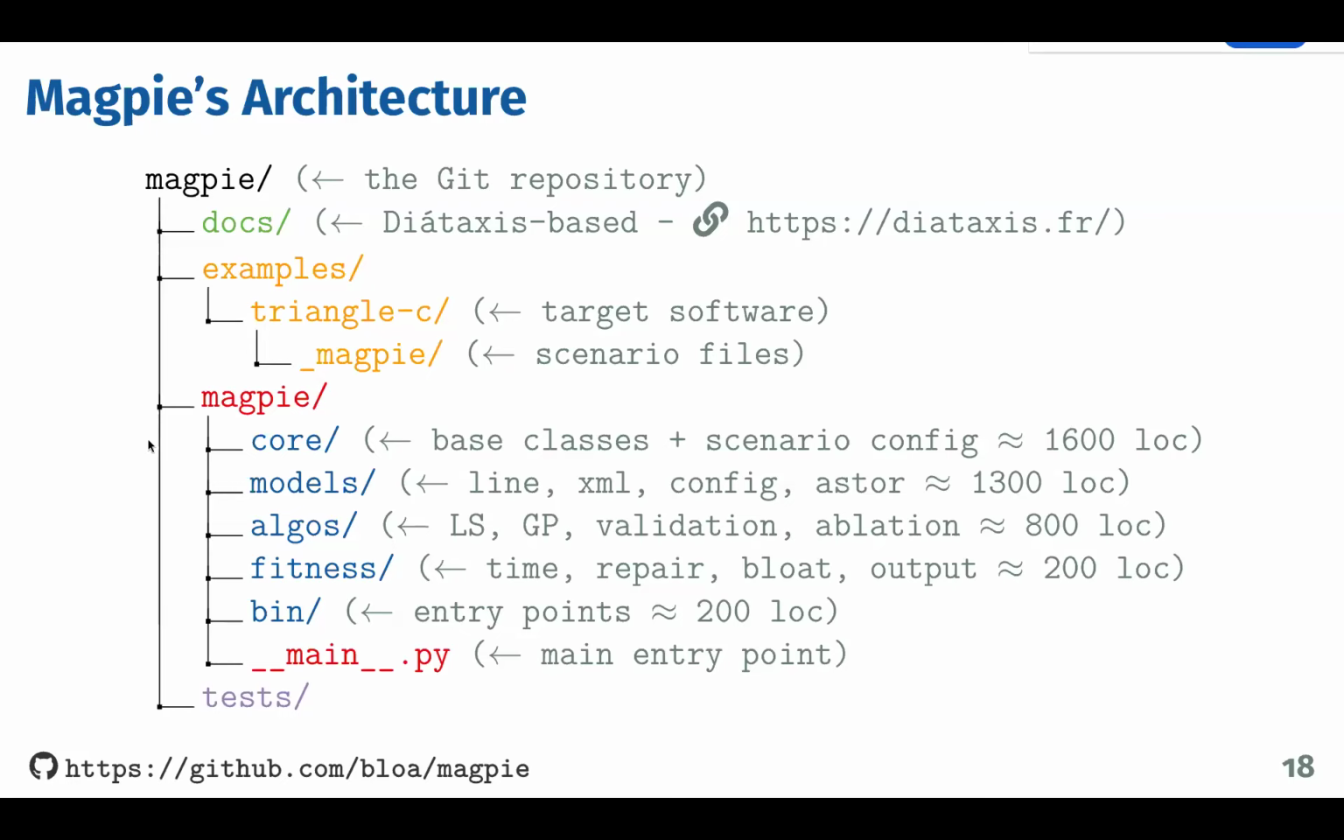Yeah, I missed Astor. What was that? So the question is, what is Astor? Astor is a native way to get a Python AST.